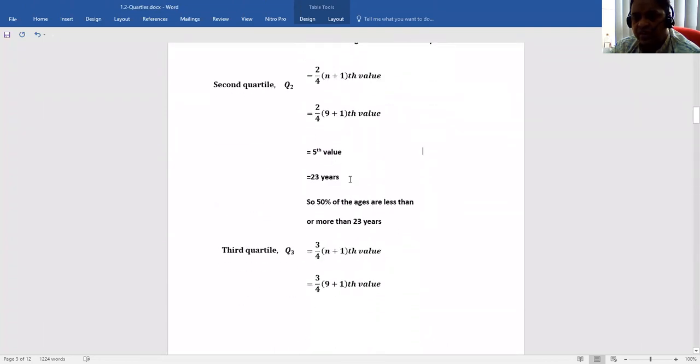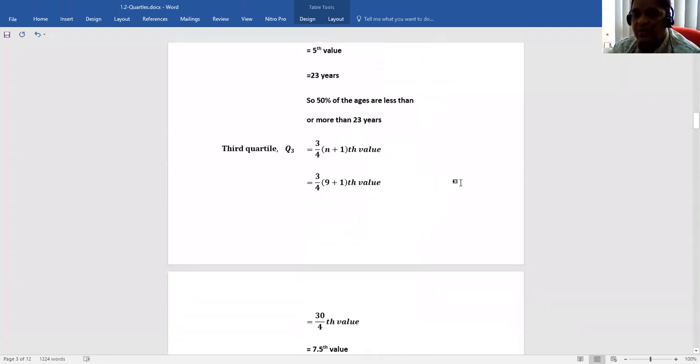So 23 years. We already told what the quartile 2 comment is. Quartile 2 means 50% of the ages are less than or more than 23 years. As quartile 2 divides the data into 2 equal parts, 50% are less than or more than it. So 50% of the ages will be less than or more than 23 years.